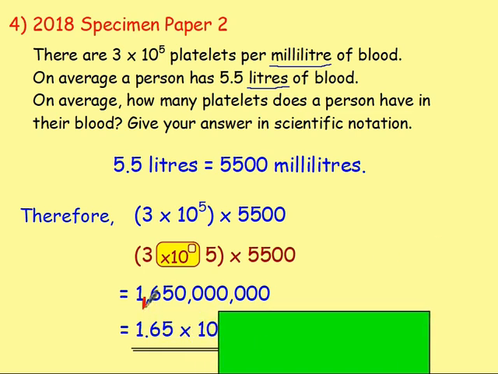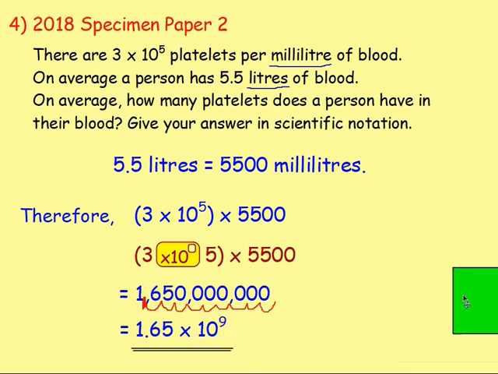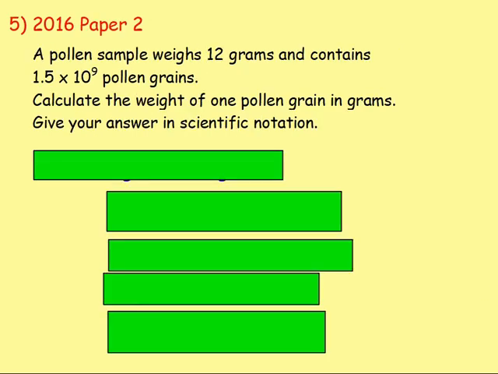If the decimal was here after the 1, we would have to move it back 1, 2, 3, 4, 5, 6, 7, 8, 9 places to get to where it is just now. You can imagine that as 1,650,000,000.0, if you like. Because we had to move it back 9 places, we just put 9 for our index.